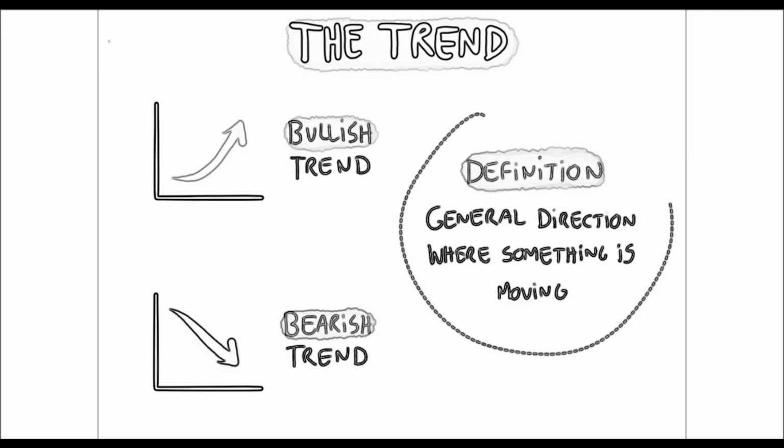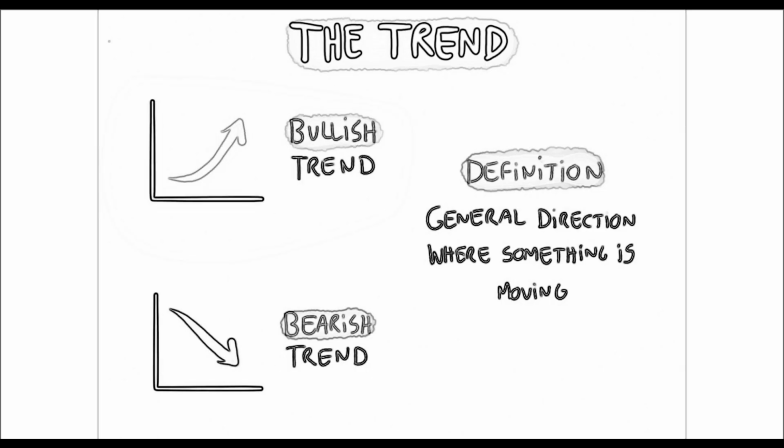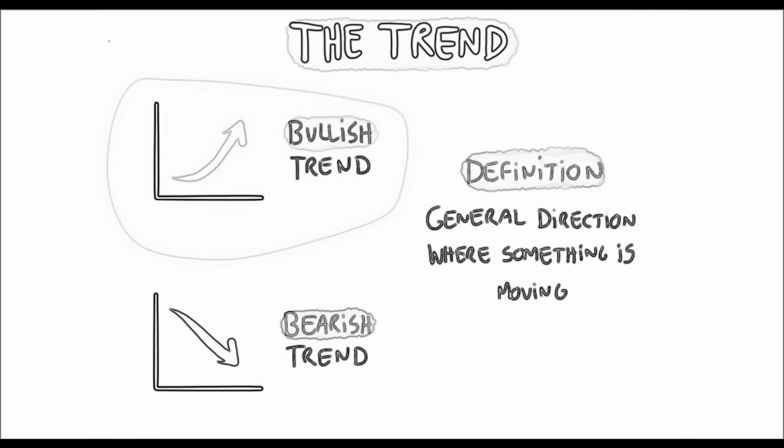So what is a trend? It's the general direction where something is moving, the overall direction. If you think about it, you don't see a candle just moving in one direction and that's it. No, you see them going in zigzags. When the trend is moving up, we call it a bullish trend. When the trend is moving down, we call it a bearish trend.